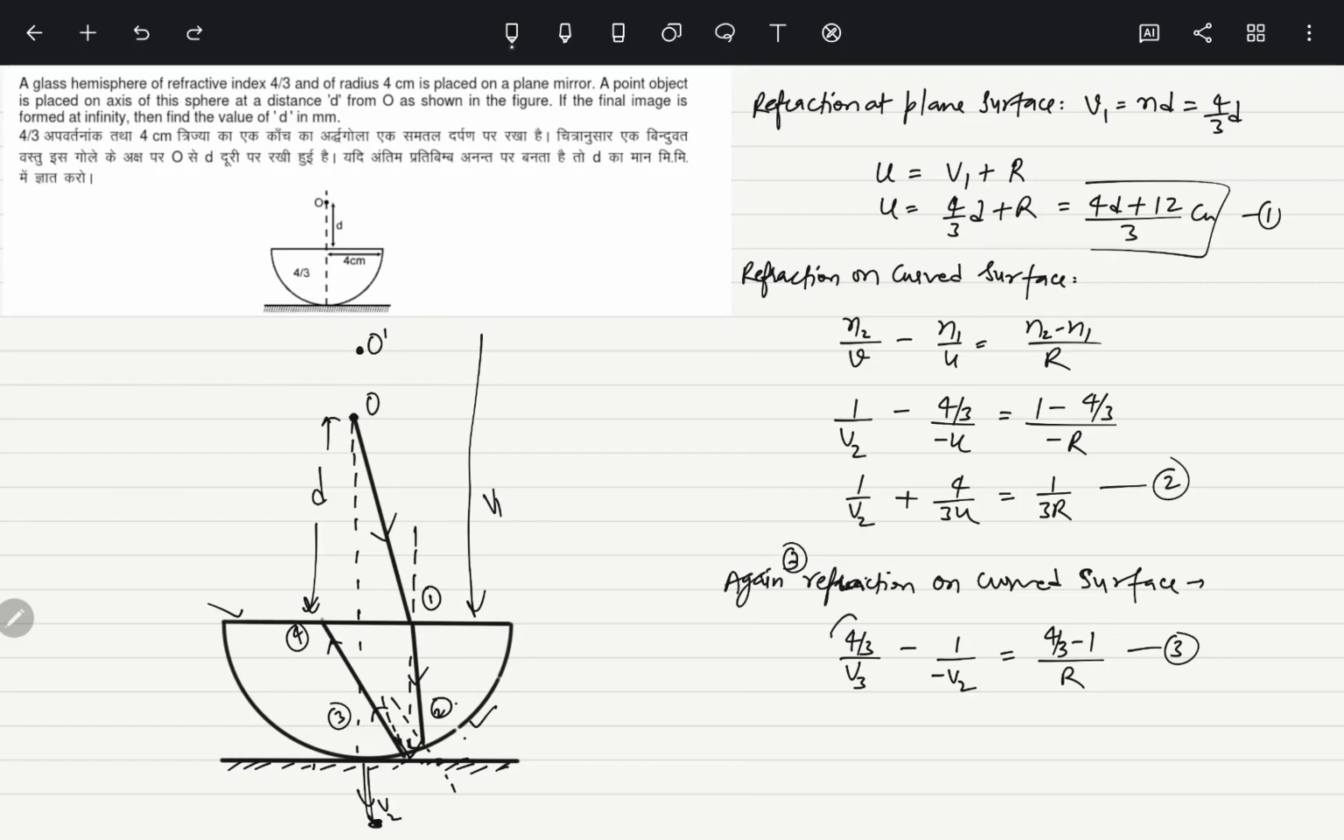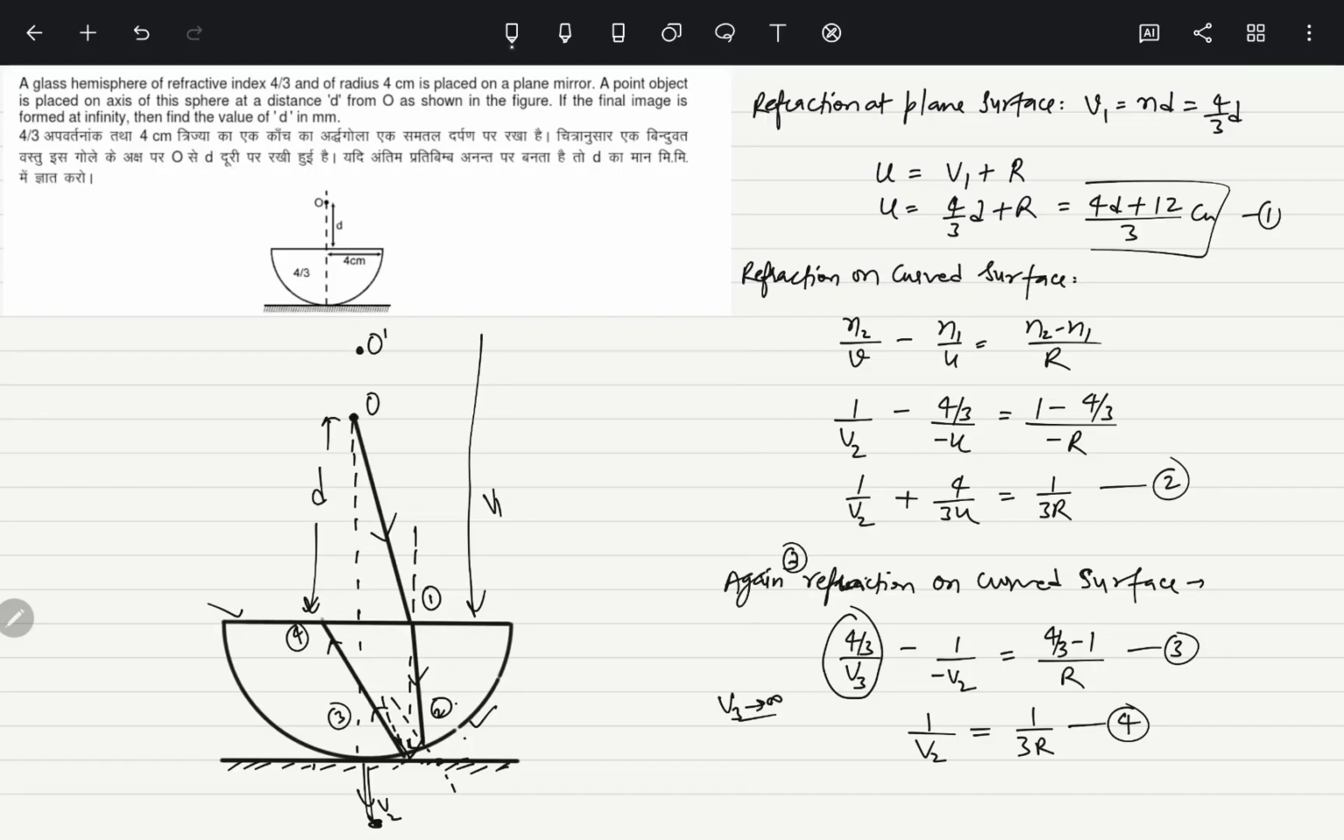So based on this, because the final image is at infinity, we are assuming that v3 tends to infinity. So I'm putting 1 by v3 equal to 0. Now when I put this, it is 1 by v2 is equal to 1 by 3r. Okay, now let's take this as the fourth equation. Now we have the second equation and the fourth equation, so I'll just substitute this one.